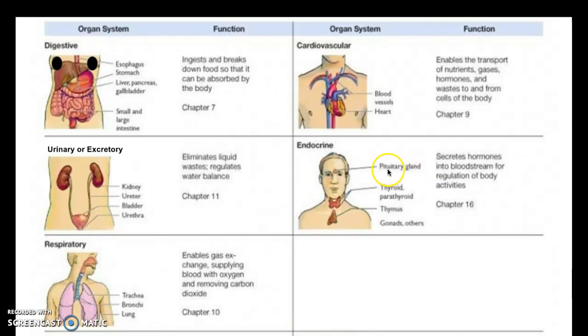The glands that help us do that: there's a gland in the brain called the pituitary gland, there's the thyroid gland, we have the thymus, and then we have our gonads, which are our sex organs producing those hormones that cause puberty.